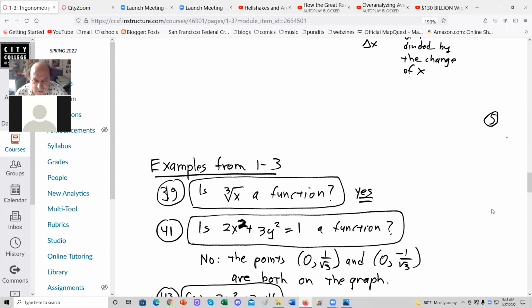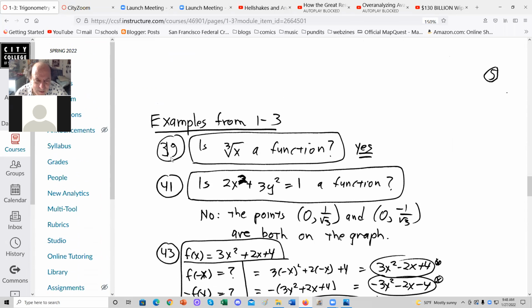Okay, now here's some examples from the book. And yes, as I mentioned before, these odd numbers are obsolete, referring to a previous edition. Okay, so some questions. Is the cube root of x a function? The answer is yes. For every x you input, this is definable, even for negative values of x. Is 2x squared plus 3y squared equals 1 the graph of a function? No, the answer is no. You can set x equal to 0, then two values of y will work. 0 by 1 over root 3 and 0 by negative 1 over root 3. So here's a value of x, 0, and two values of y. And both of these points are on the graph.